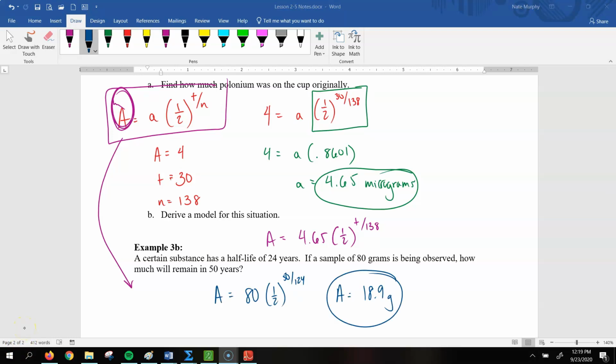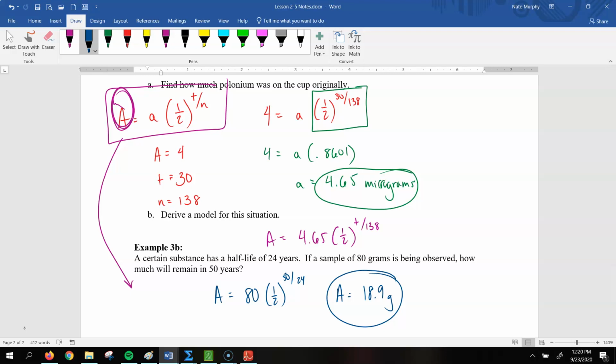All right, how did you do? Well, you should have set it up to say that your initial amount would be 80. And yes, if you're wondering, will your growth factor always be 1/2? Yes, if you didn't catch that earlier, it'll always be 1/2 for this. Your exponent would be 50 divided by 24 because we're trying to figure out how much will be left after 50 years, and the half-life is 24. Whoops, not 124 here. It would be 24 there. So we'd have 50 divided by 24 as your exponent.